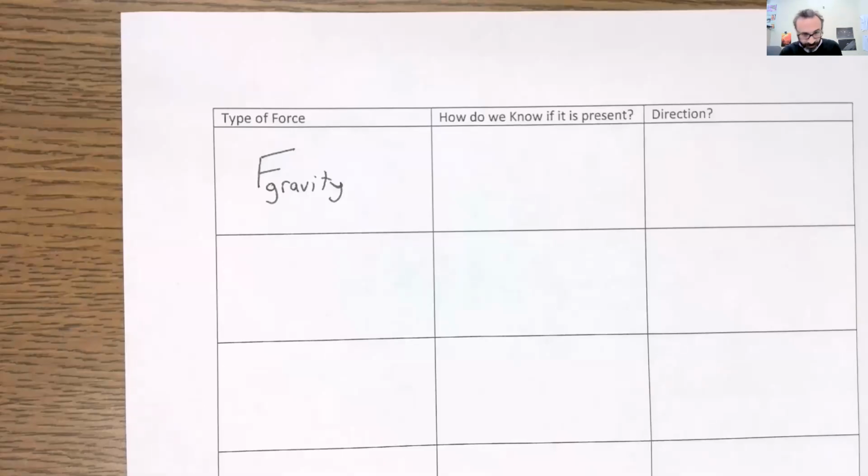So the first type of force we talked about was the force of gravity. How are we going to be able to tell if gravity is present in a situation? Anybody? I think if it is going down or up. Well, that's not necessarily how we know if gravity is present, right? If I'm sitting here at my desk and I'm not moving, does that mean that there's no force of gravity on me?